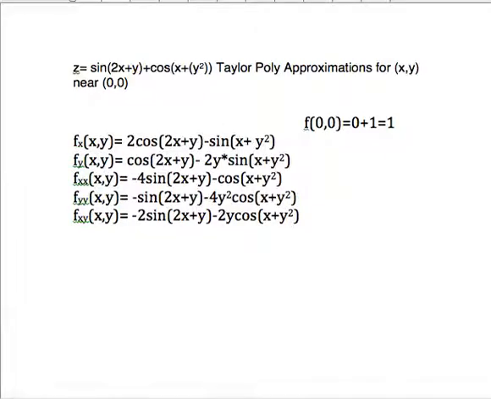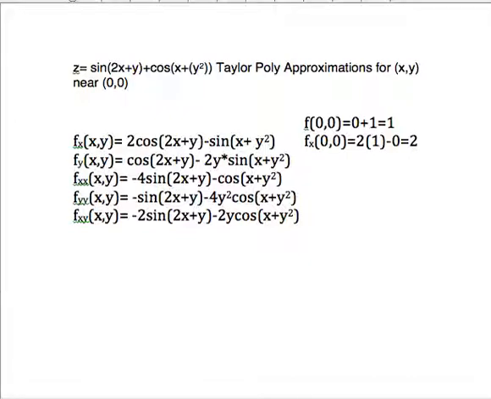And then we're going to do f of x of 0, 0 equals 2 cos 0 minus sine of 0. 2 cos of 0 is 2 times 1, so 2 times 1 minus 0 equals 2.